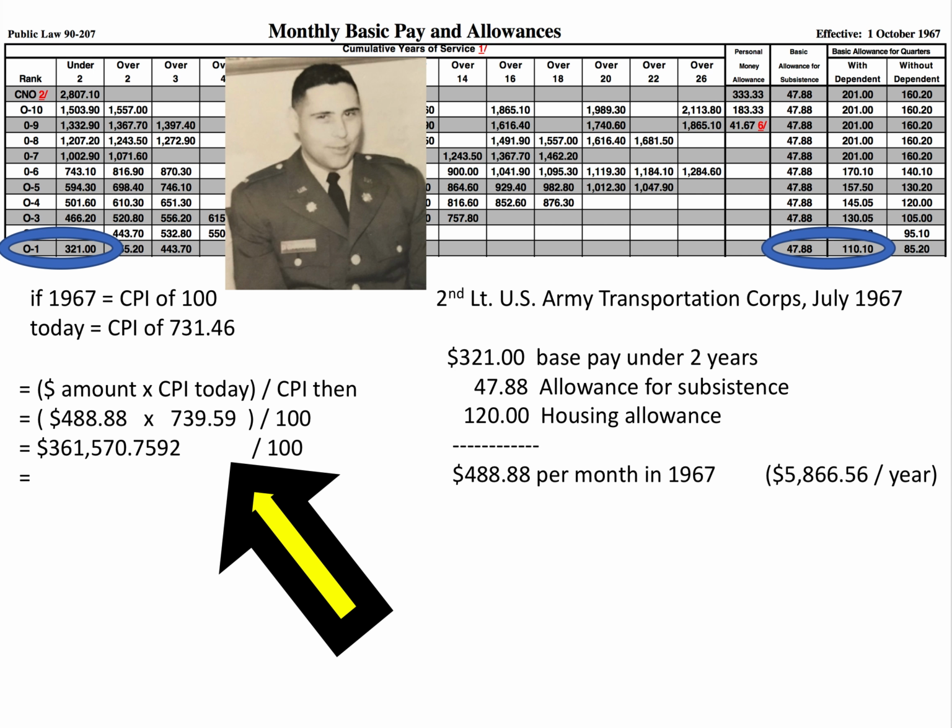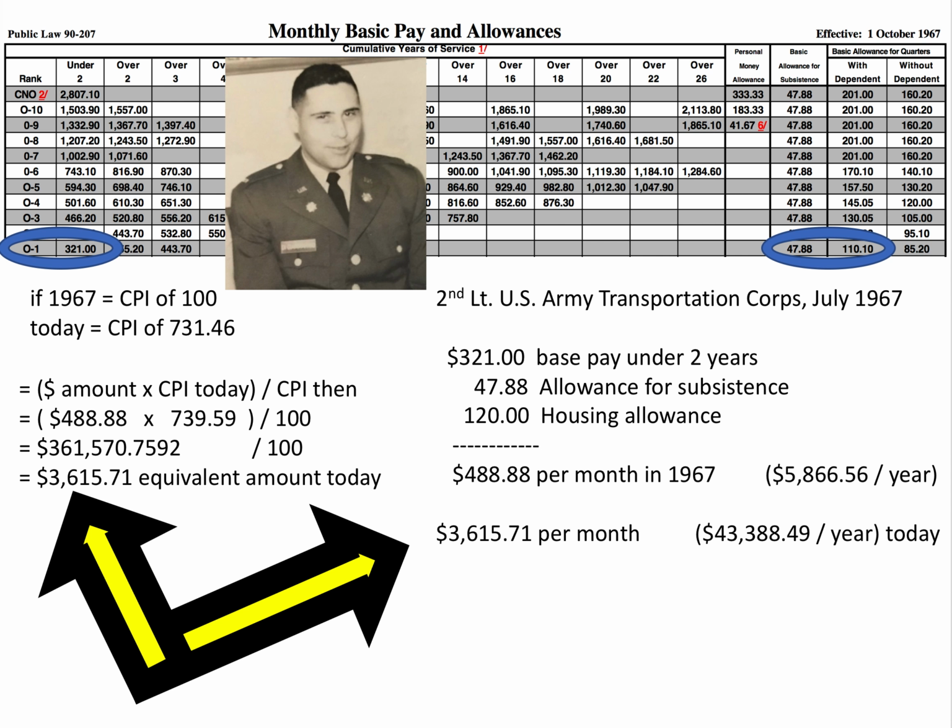And what we end up finding out is, in order for me to have the equivalent buying power that I had as a second lieutenant in 1967, I would have to be bringing in $3,615.71 a month in September of last year. Okay, just barely, not even a year ago.